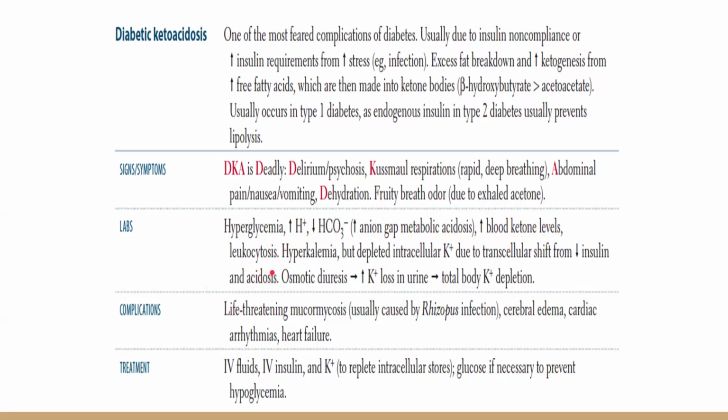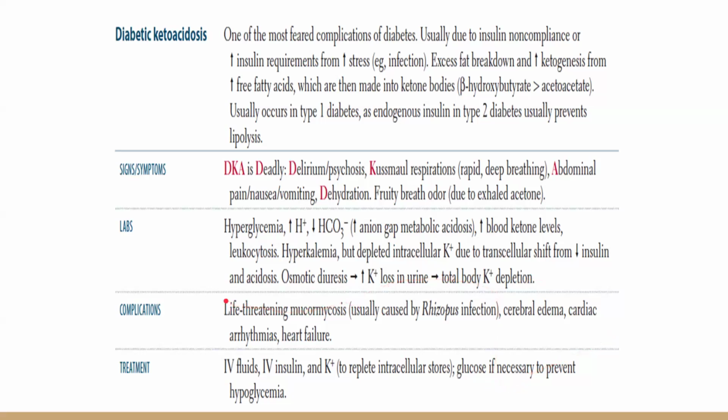There's leukocytosis. Hyperkalemia. Why hyperkalemia? Because you don't have insulin, right? Insulin can't take up potassium. So that's why you also have depleted intracellular potassium ions, due to the transcellular shift from decreased insulin and acidosis. Osmotic diuresis occurs, which we mentioned earlier. You have increased potassium loss in urine, so your total body loses potassium. So why is this important? We'll mention this in treatment.